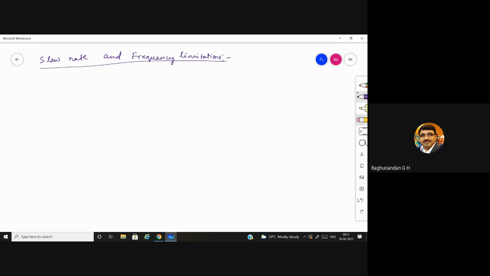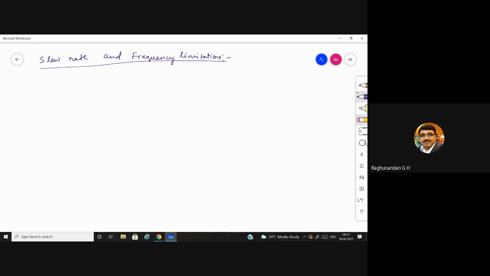Slew rate problem means the state where the output looks entirely different from the input. You are giving input as a square wave, the output looks like a triangular wave. When that state is reached, we say that there is a slew rate problem in this op amp. Okay, so now we are going to discuss what are the causes of the slew rate.